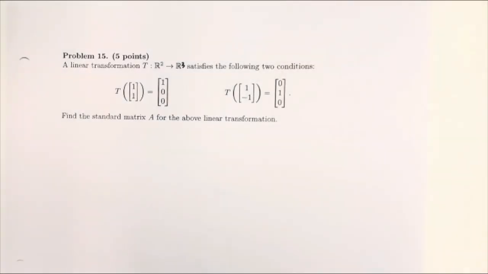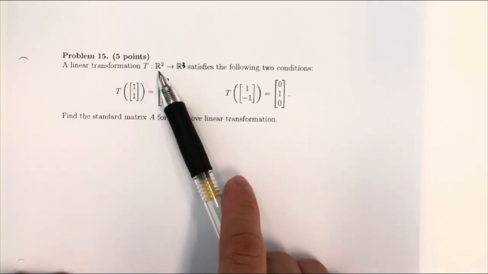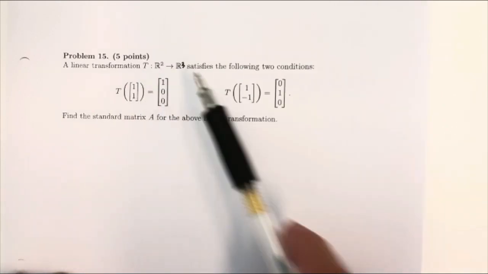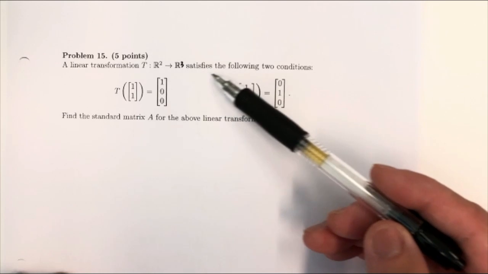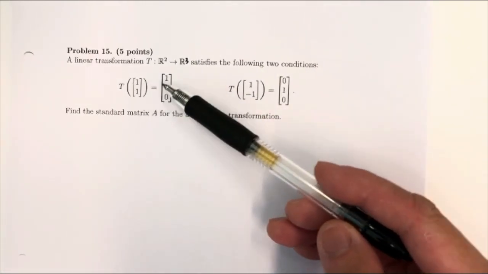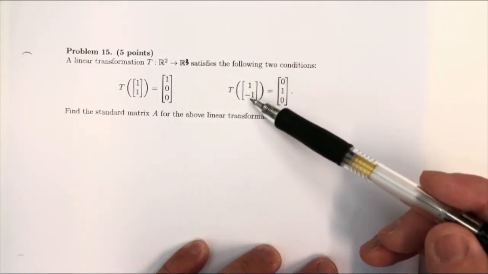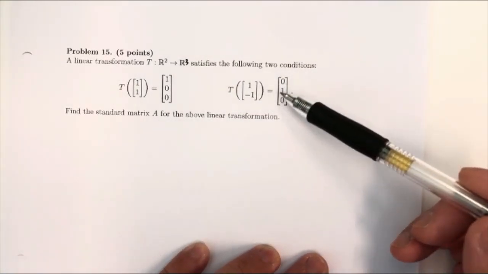This is our fourth video, and in this video we are going to look at the solutions for problem number 15 in our first exam. In this problem, we are given a linear transformation T, which takes elements in R2 and maps them to R3, and has to satisfy the following two conditions. That is, T has to take (1, 1) and map it to (1, 0, 0), and T also has to take (1, -1) and map it to (0, 1, 0).